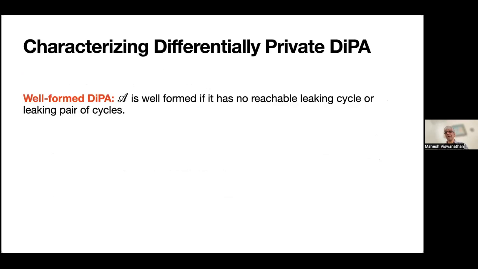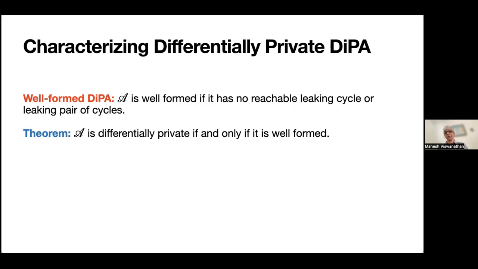Okay, and so the main result is that we'll say that an automaton is well formed if it has no reachable leaking cycle or reachable leaking pair of cycles. And the main result is that the automaton is differentially private if and only if it's well formed. I won't have time to talk about why this proof holds. It's a somewhat difficult proof. The proof is long as well, and it's very subtle to get right.